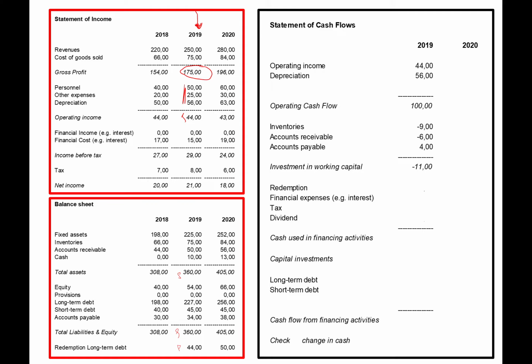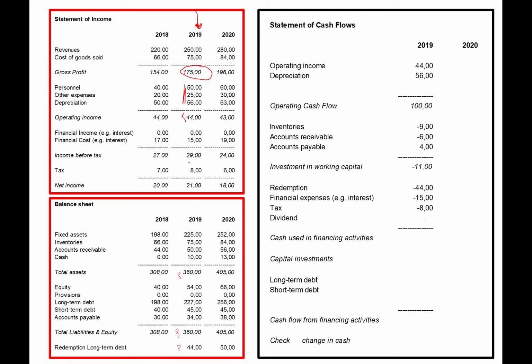Then cash used in financing activities, redemption, we paid 44 to the banker. Financial expenses, interest 15, tax 8, so from the perspective of the firm it's an outflow. The dividend, that's not given, but we can derive it. If you look at the balance sheet and the income statement, then we observe that equity went up from 40 to 54, while the income in 2019 was 29.